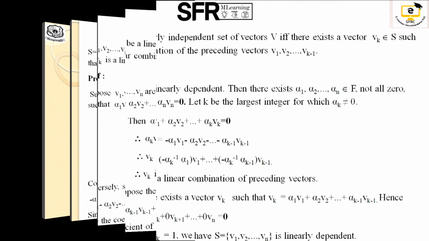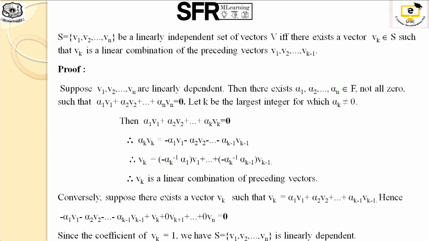Let S = {V1, V2, ..., Vn} be a linearly independent set of vectors in V if and only if there exists a vector in S such that Vk is a linear combination of the preceding vectors, given n vectors. So I am taking that some subset S = {V1, V2, ..., Vn} is a linearly independent set of vectors. I am having a linear combination for n vectors.